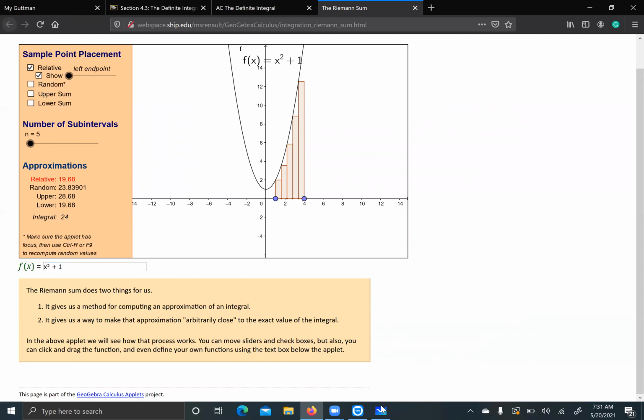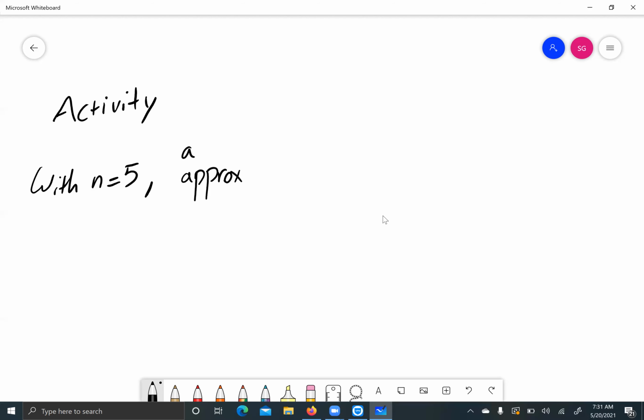So maybe I put this as a summary. In this activity, with n equal 5 rectangles, our approximation is the area approximation is what?